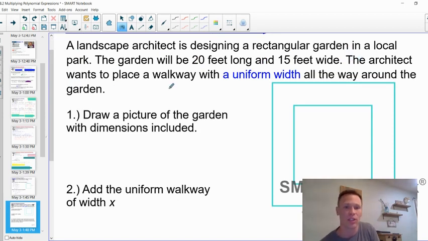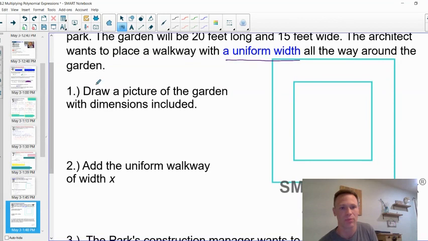The architect also wants to place a walkway with a uniform width all the way around the garden. All right, so I kind of have this set up in the picture here. It says draw a picture of the garden with the dimensions included. So the garden's going to be in the middle, and the garden's dimensions are 20 feet wide. So I'm going to draw this in a specific way. 20 feet wide from here to here, and it is 20 feet long and 15 feet wide. So from here to here, we now have 15 feet that way. All right, so 20 by 15.